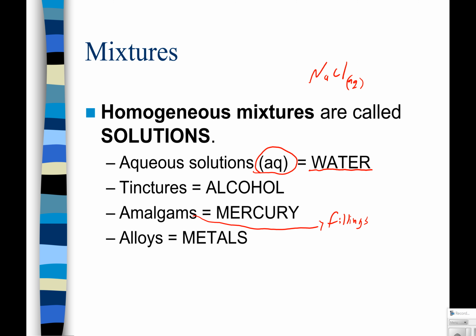But the mercury in this case is used as the solvent, the component of a solution that does the dissolving. Now the last one is alloys. And alloys are mixtures or solutions of different metals.